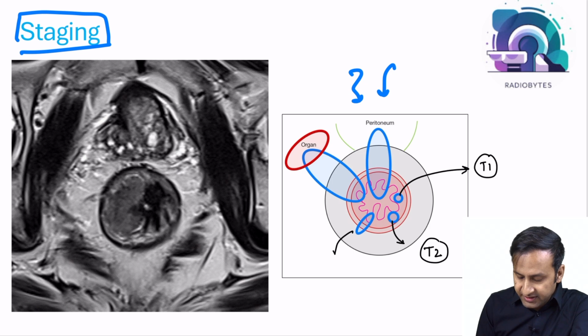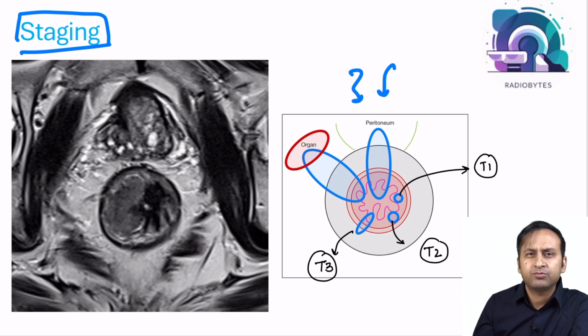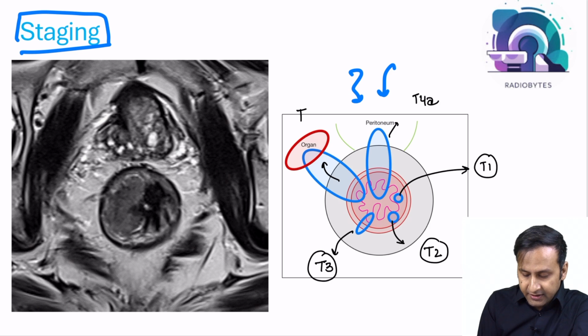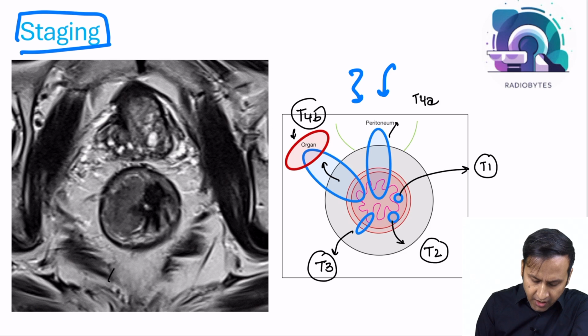If it goes outside the rectal wall inside the mesorectum, it's T3. And based upon the depth of involvement, T3 has been further divided into T3A, T3B and T3C. Then if it involves the anterior peritoneum, it is T4A, and if it goes on and invades the adjoining organs, it is called T4B. So let's have a look at our tumor.